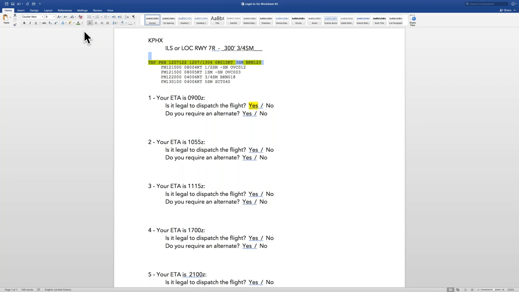So are we, or do we require an alternate? So how do we determine whether or not we need an alternate? 1 hour before or after ETA and 2,000 feet, 3 miles. Yep. Okay. So what is our ETA window? 08 Zulu. 10 Zulu. Okay. So that being said, Cody, I'm going to go back to you. Are we legal, or do we require an alternate at that point?